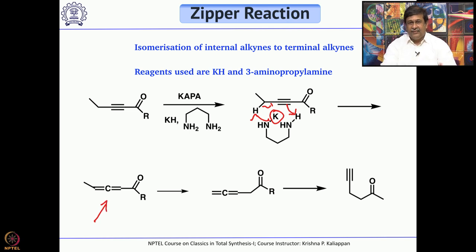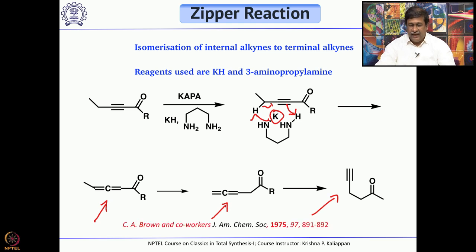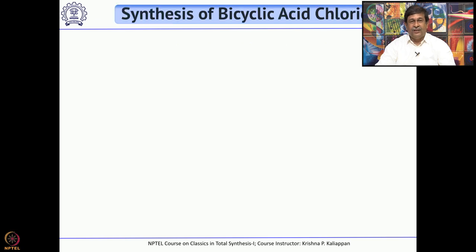Similarly, that allene will migrate the same way to the terminal allene. Once the terminal allene is formed, again it will migrate and then you will get the alkyne. So basically it is a series of migrations from the internal alkyne to the terminal alkyne. One side will pick up the proton, the other side will give up the hydrogen. That is how the migration of the triple bond goes through allenes. This was reported in 1975 by Brown and co-workers.